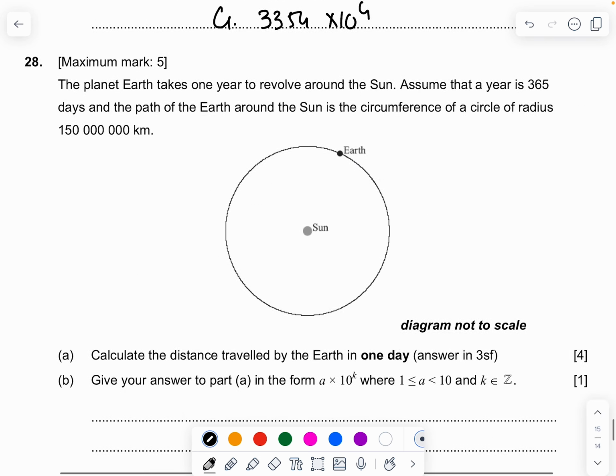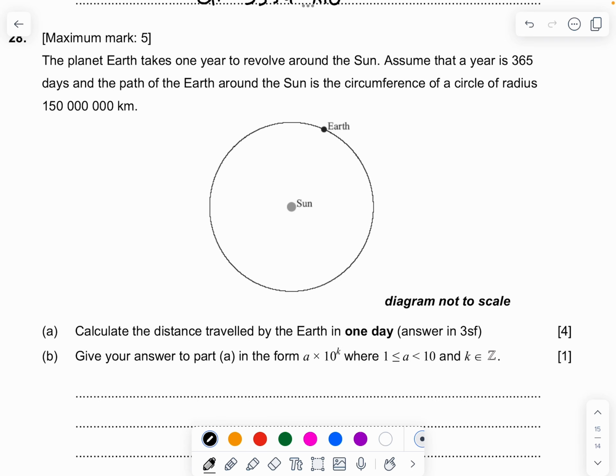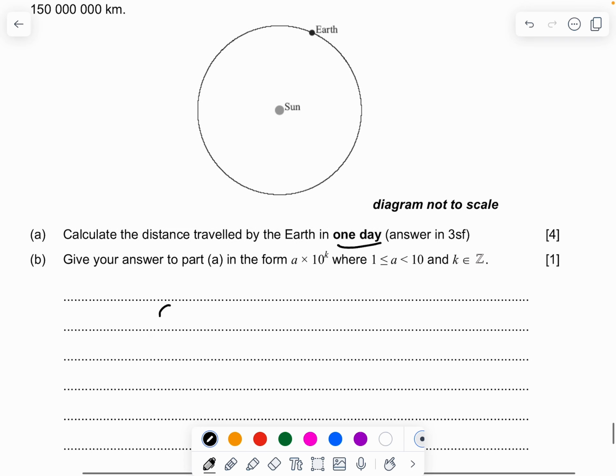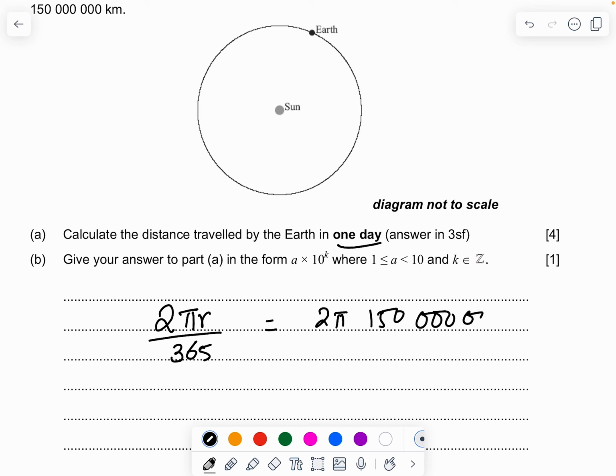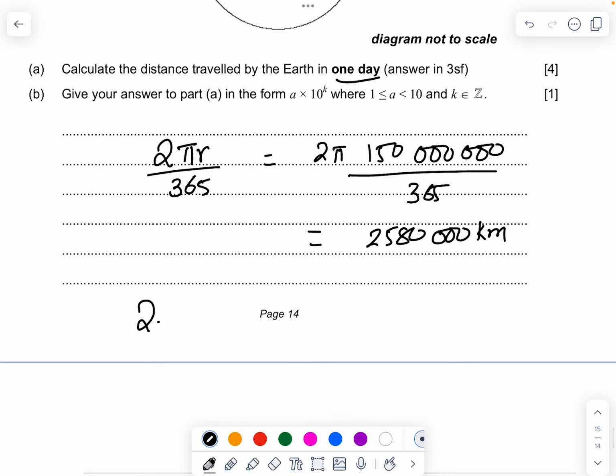And coming to the last question, calculate the distance traveled in one day. So we know that the distance traveled is 2 pi r divided by how many days? 365 days. So 2 times pi times 150,000,000 divided by 365. This is going to be the answer in one day. Write your answer in the standard form, 2.58 times 10 power 6. That's going to be the answer.